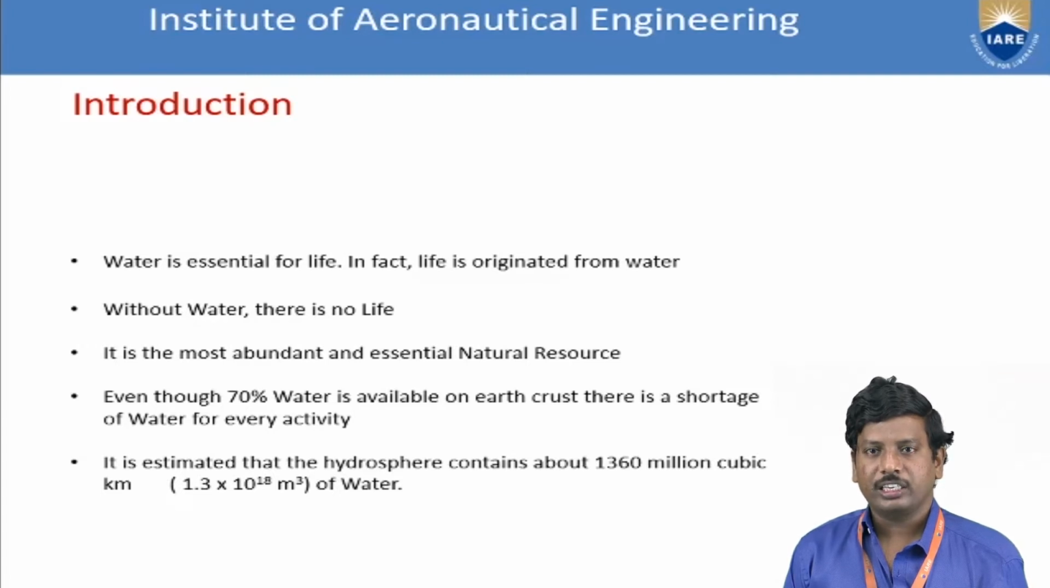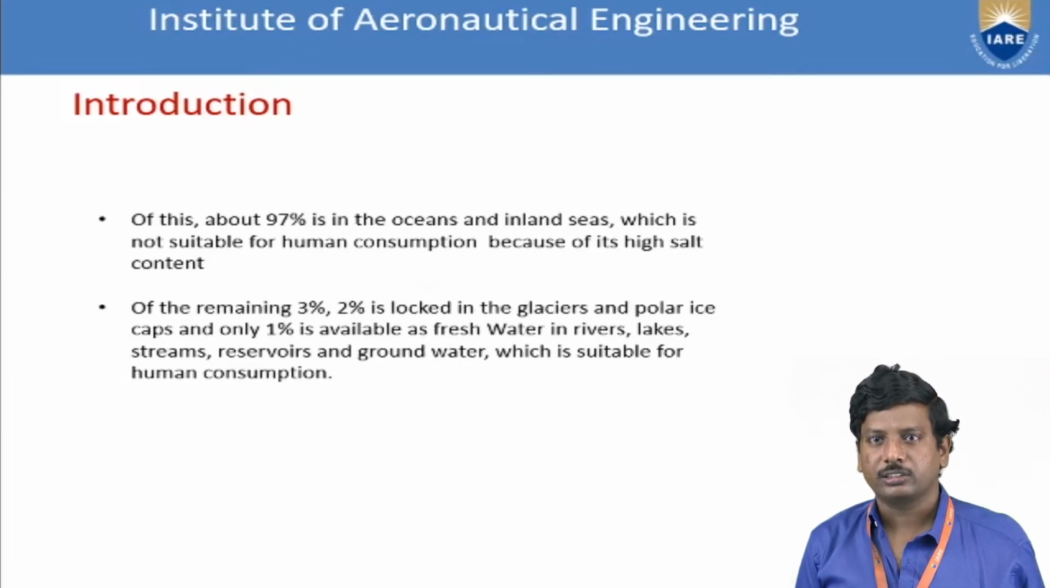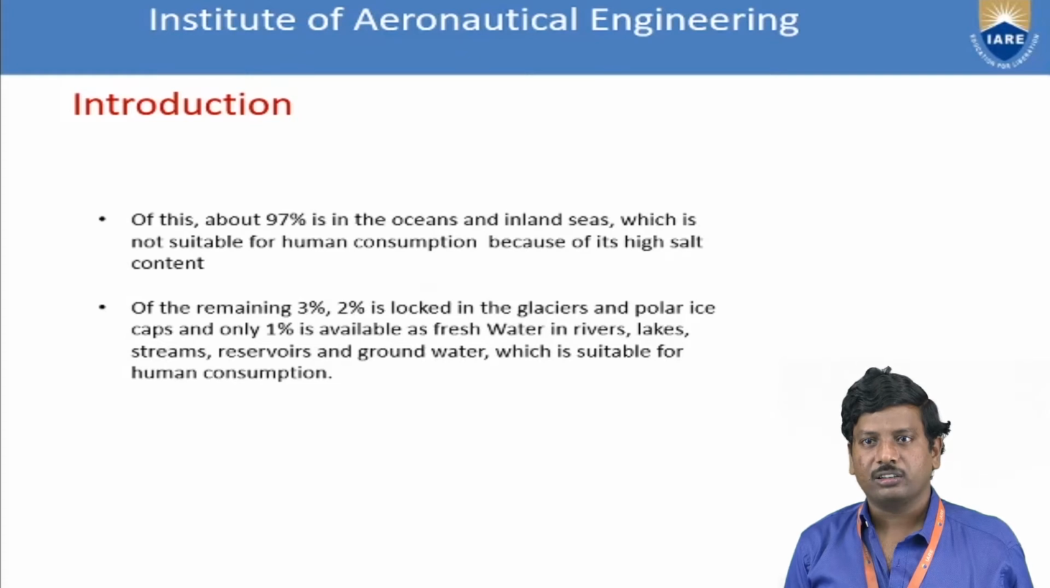every activity. It is estimated that the hydrosphere contains about 1360 million cubic kilometers, that means 1.3 into 10 power 18 meter cube of water. Of this, about 97% is oceans and inland seas, which is not suitable for human consumption because of its high salt content. Of the remaining 3%, 2% is locked in the glaciers and polar ice caps, and only 1% is available as freshwater in rivers, lakes, streams, reservoirs, and groundwater, which is suitable for human consumption.